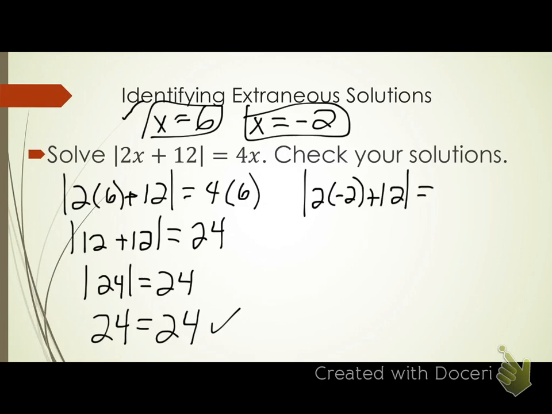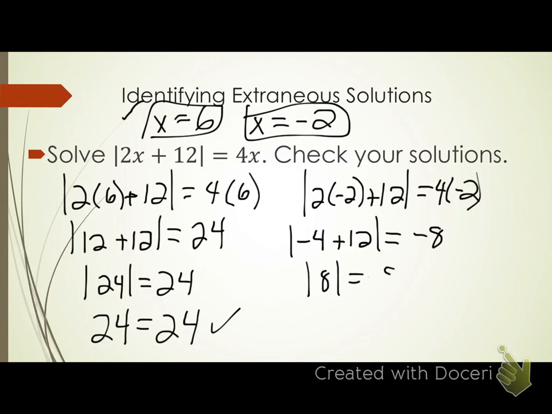Plugging in -2. Sorry, I'm moving fast. I'm just trying to get this all in for you. 2 times -2 is -4. 4 times -2 is -8. -4 plus 12 would be 8. Absolute value of 8 is 8. Does 8 equal -8? No. So is -2 a solution? -2 is not a solution, so I have to reject it. I just have one solution here of 6. Does that make sense? Any questions on that?